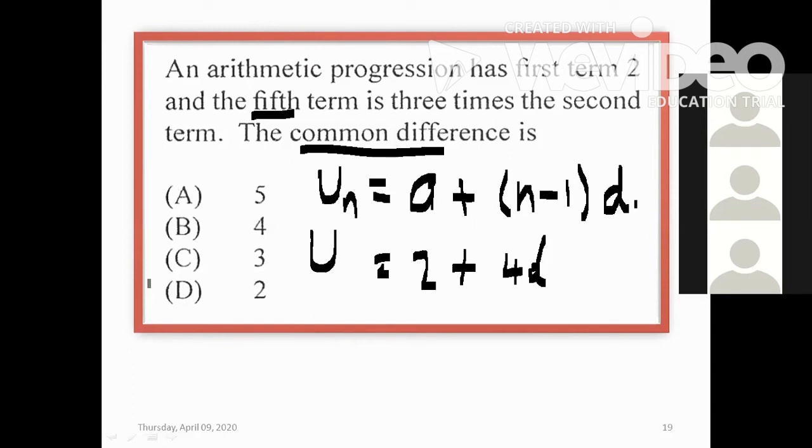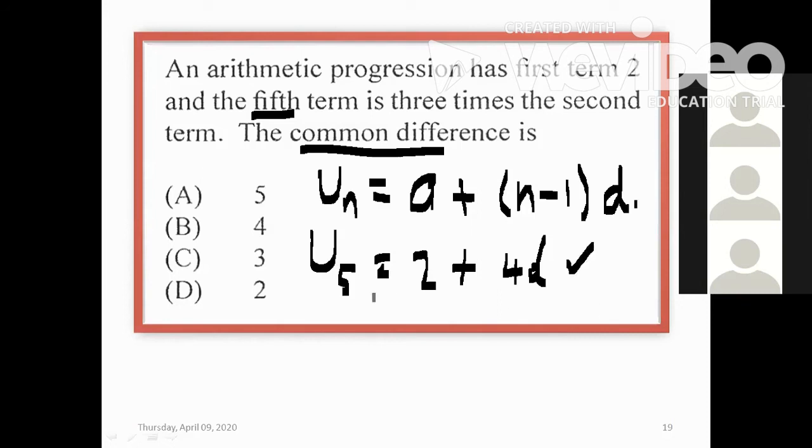So we know that a is 2. And they're saying that the fifth term, in this equation, n is 5. So we have 2 plus 4d. Everybody get that? That's u5. No, we don't know what the number is in the fifth position. So we don't know what u5 is. All right. So we'll get that off our chest.